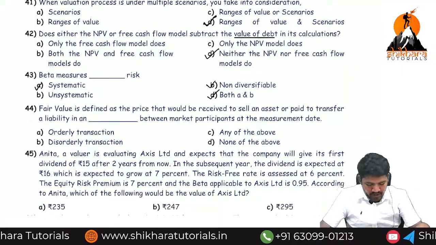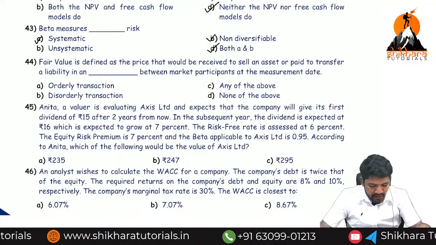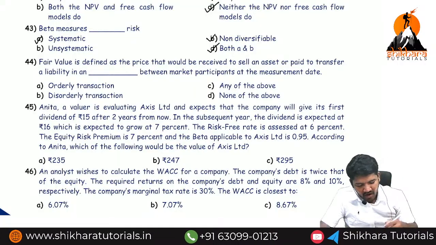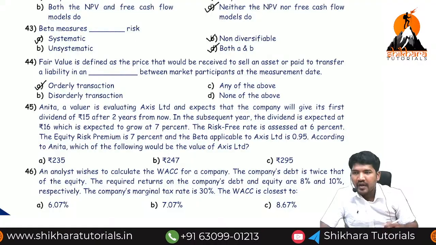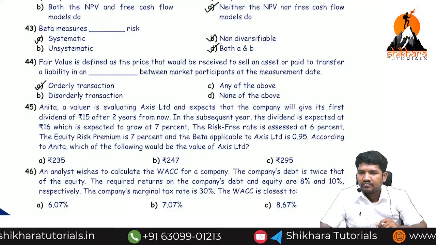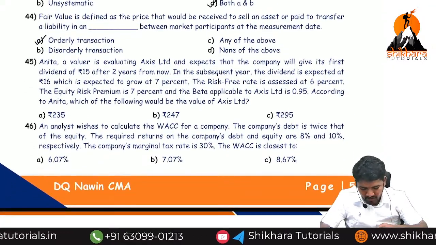Now, illustration number 44: fair value is defined as the price. They just missed one word, that is nothing but orderly transaction. We highlighted that word also. Keyword: orderly transaction. So, missing sentences. Now illustration number 45. Please solve and tell me.